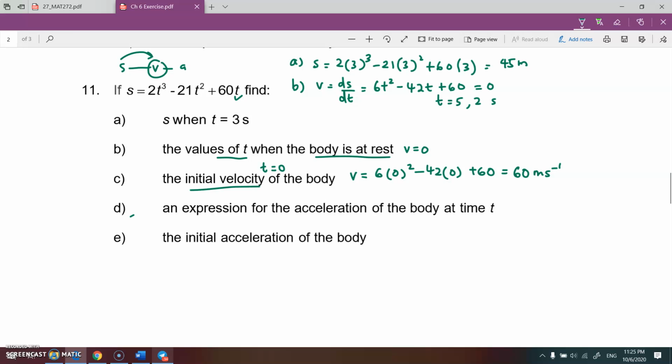Okay, and then part D, an expression for the acceleration. So you want to find A. Again, you need to differentiate V. So to find A is dV over dt. I'm using the equation from up here. So I will get straight away 12t minus 42.